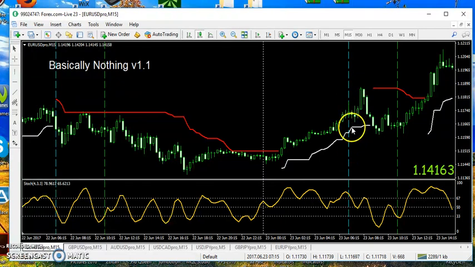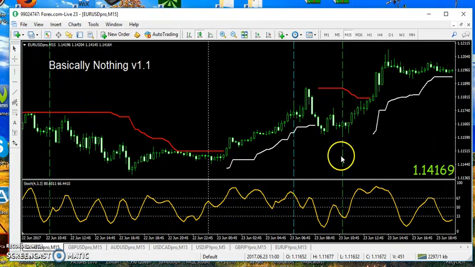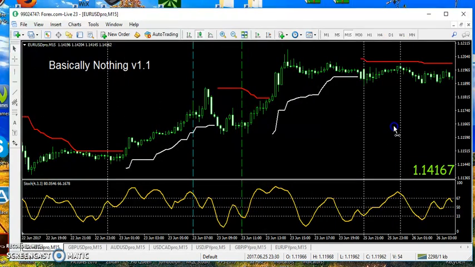There was a reach down to the chandelier at this point, but once again, we weren't really sold until we got to this level here, and at this point, once the candle closed, the chandelier was breached, so once again, no trade. We come around, we turn around, we come up, now we've reached this level. Once again, nothing happening here.